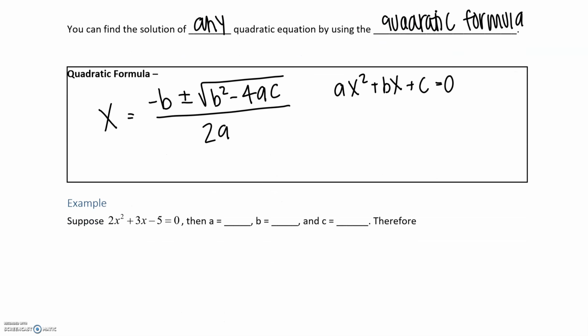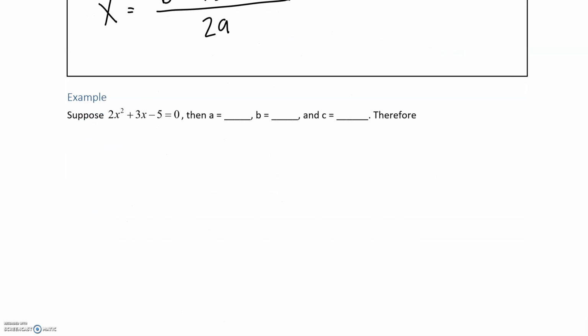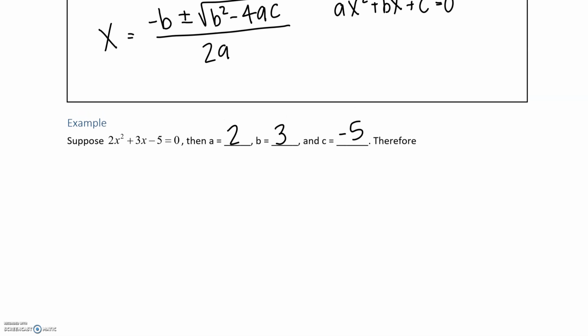Okay, so in this first example, we want to figure out what our a, b, and c are. Our a is always going to be the coefficient attached to our x squared. So our a is going to be 2, our b is going to be 3, and our c is going to be negative 5. Okay, so what we're going to do is use our a, b, and c and plug it directly into our quadratic formula.